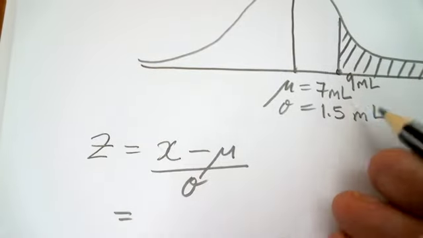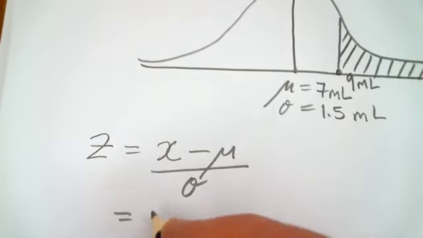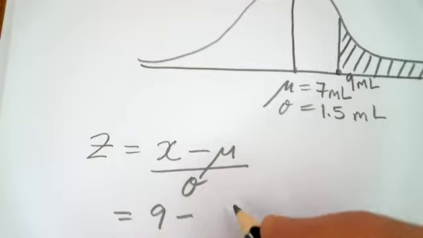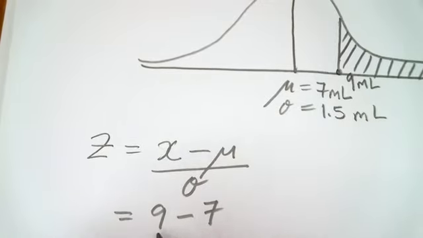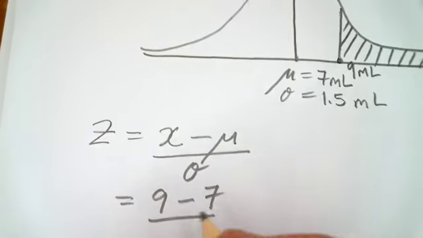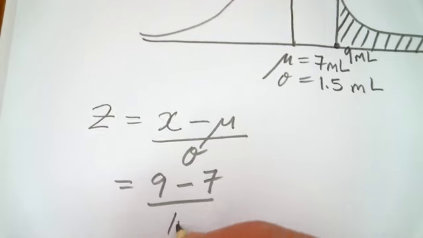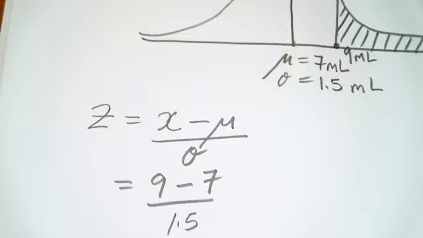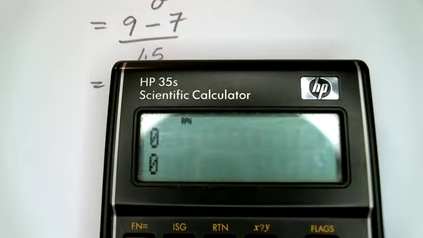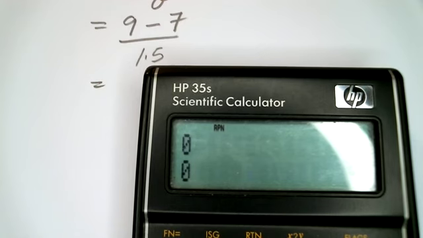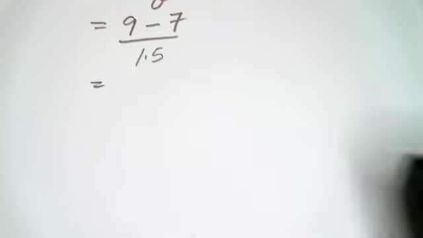All right, let's have a look what that would be. So we've got 9 minus 7, which is the mean, and we're going to divide it by the standard deviation, which is 1.5. All right, let's have a look what that comes to. So I'm just going to use the trusty old calculator. I'm going to go 9, take 7 off, and divide it by 1.5. And I get 1 1/3.